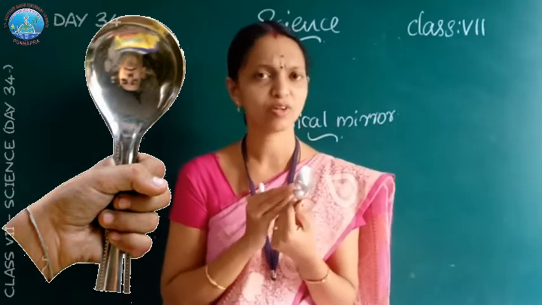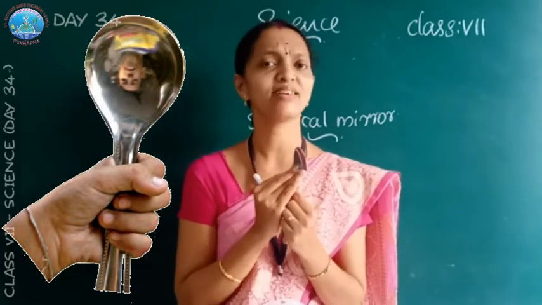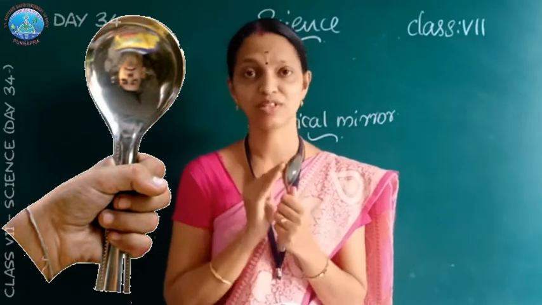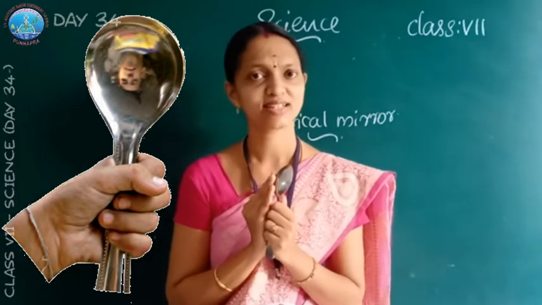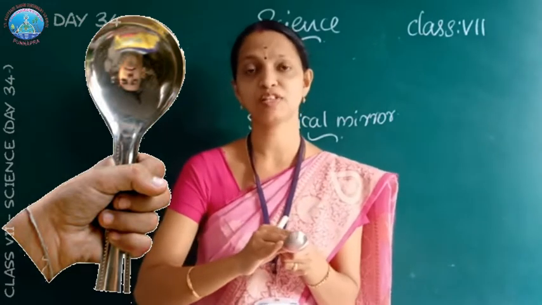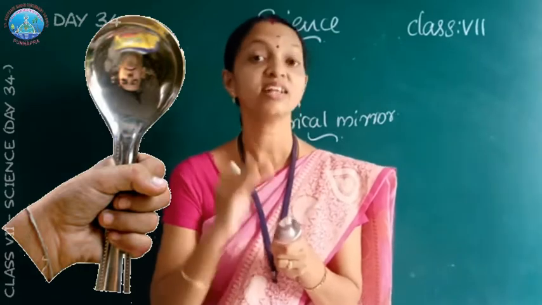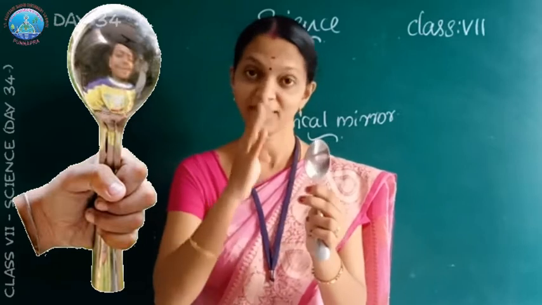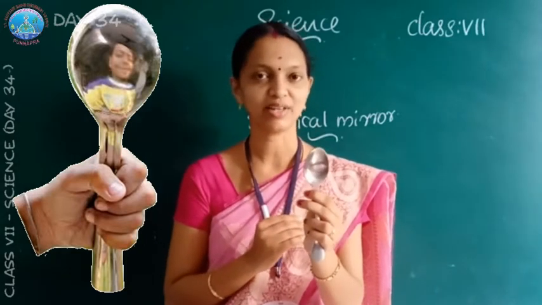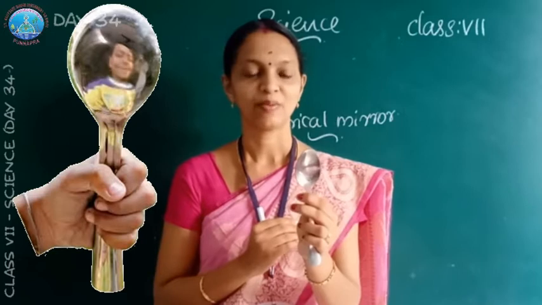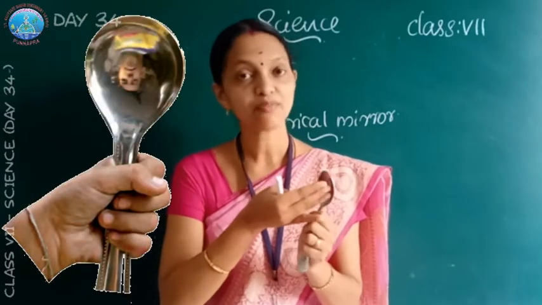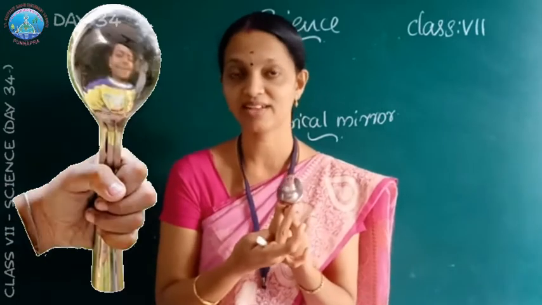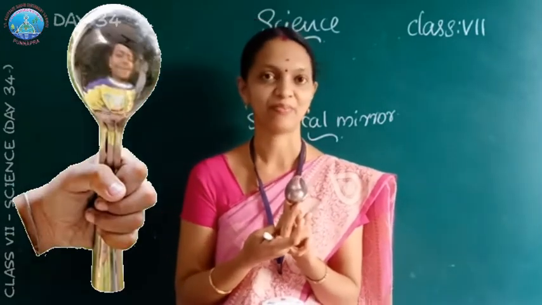You just observe your image in a spoon. Take one spoon and just observe. What differences can you see on both sides of the spoon? Yes. On the inner surface of the spoon, the image is real and inverted. On the outer surface, the image is formed in the correct position. The inner surface of the spoon acts as a concave mirror and the outer surface of the spoon acts as a convex mirror.